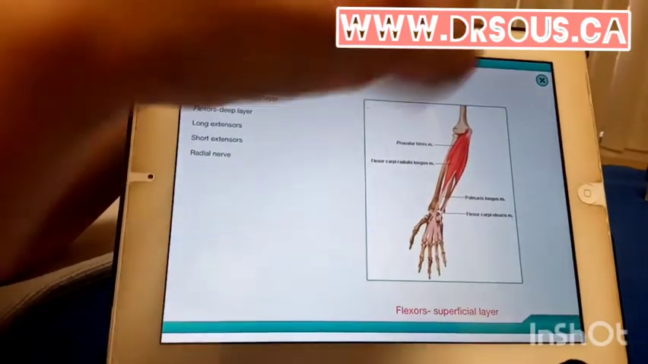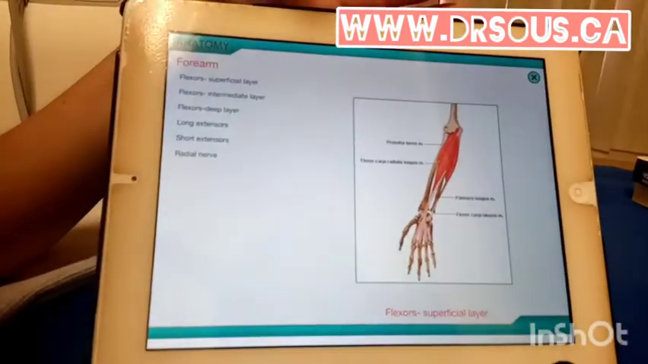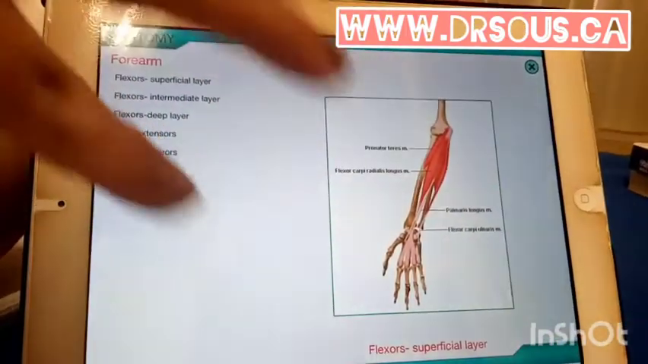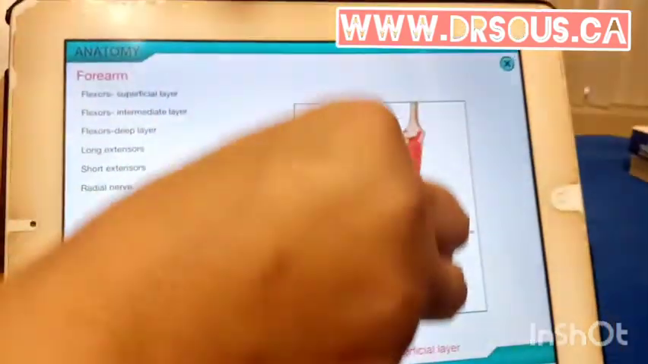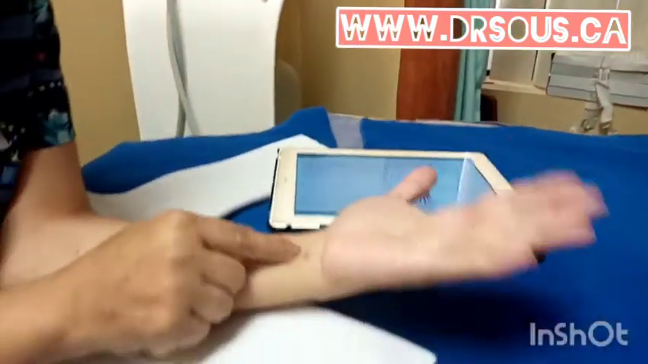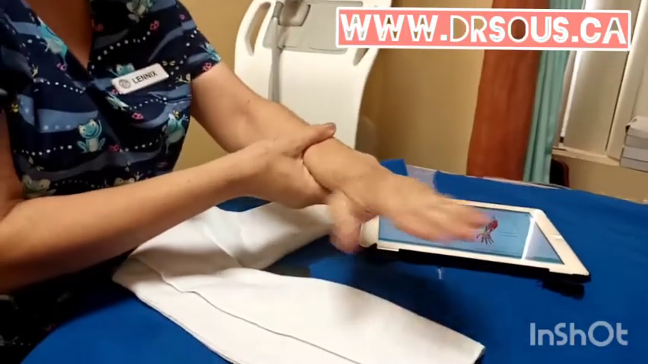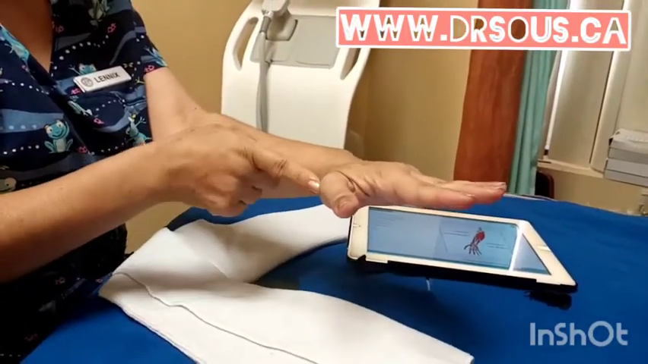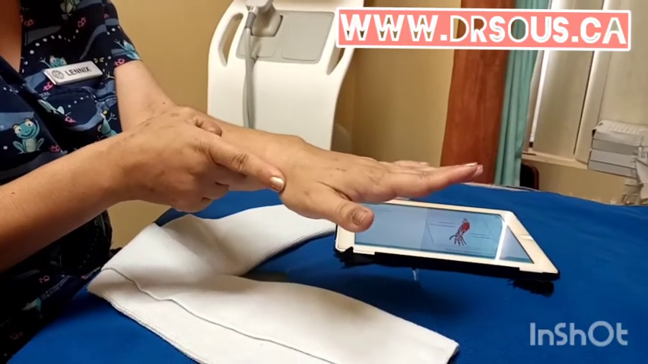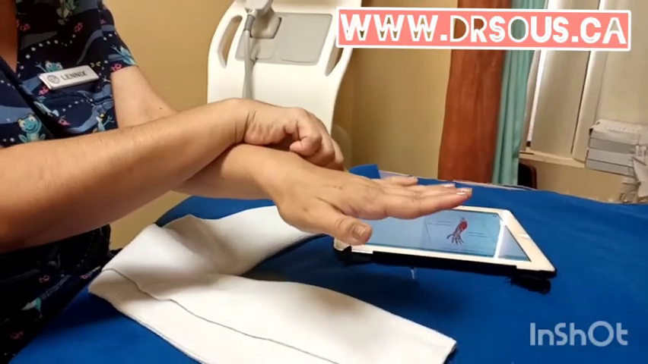Okay, here we can see one small muscle that is called pronator. When you talk about the wrist, you can talk about these movements that I show you: flexion, extension. This is radial deviation because this is the radius. Ulnar deviation because this is the ulna.